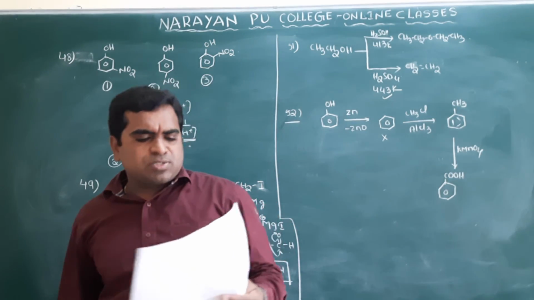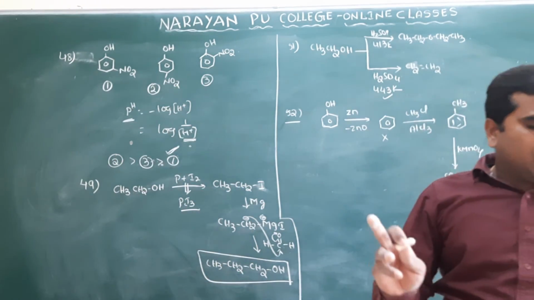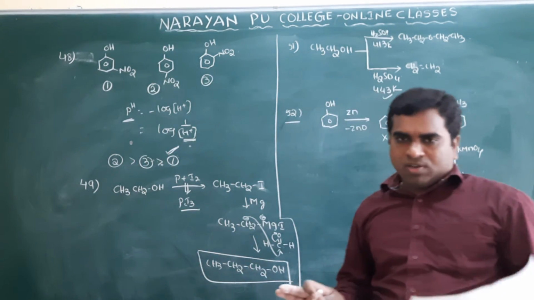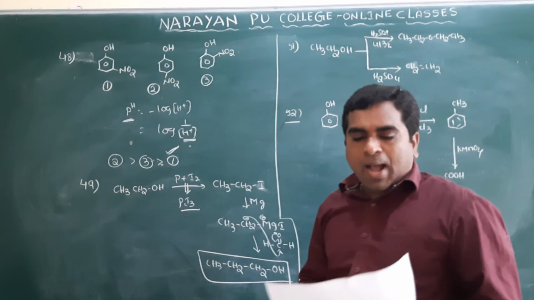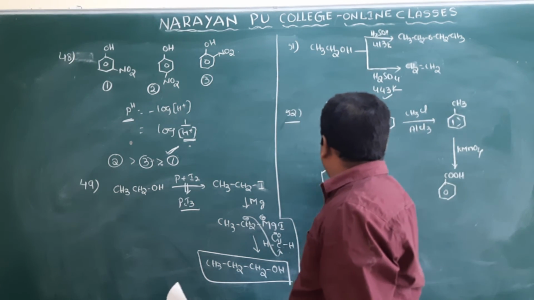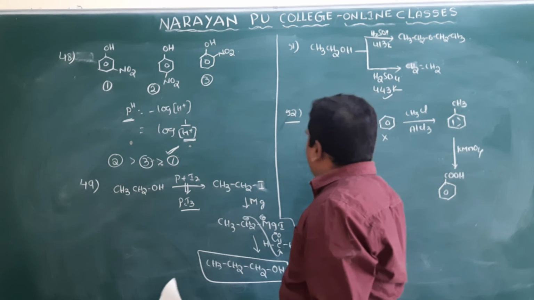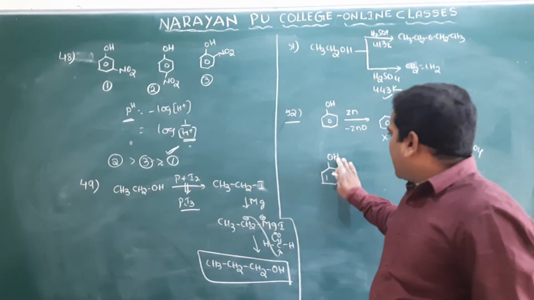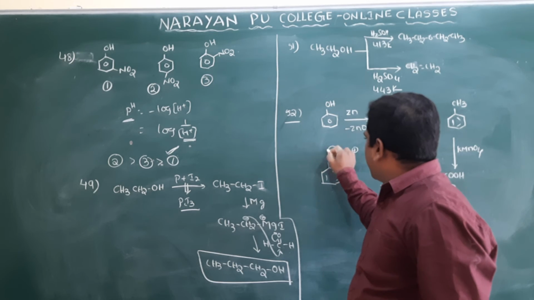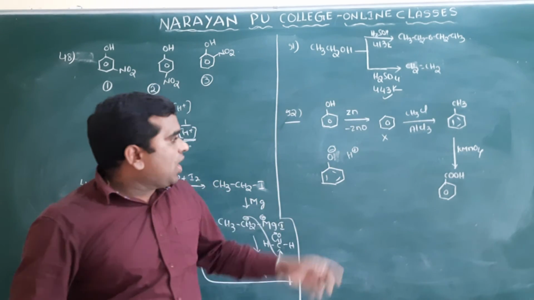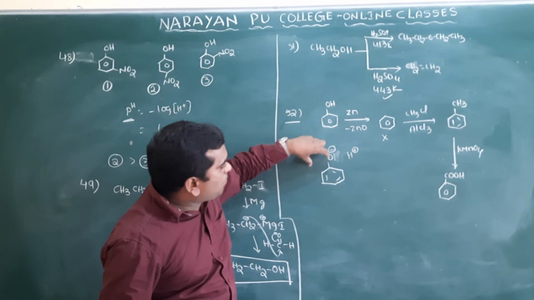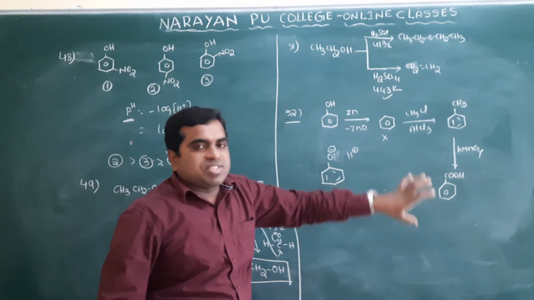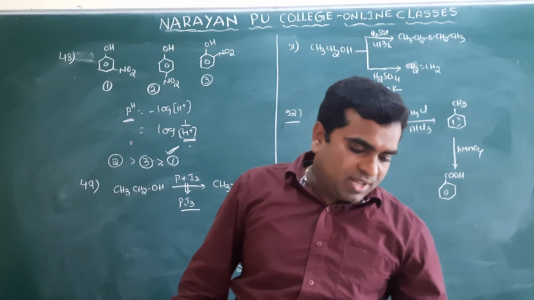53. Which of the following compounds is more acidic? I already mentioned this. First, option 1, option 3 and option 4 are all aliphatic alcohols. But option 2 is a phenol, an aromatic alcohol. You know that aromatic alcohols are more acidic than aliphatic alcohols. Why? Because of stabilization of the anion. After removing the H plus ion, the phenoxide ion is stabilized by resonance, so it can easily give the H plus ion. So it is more acidic. Clear? Next one.